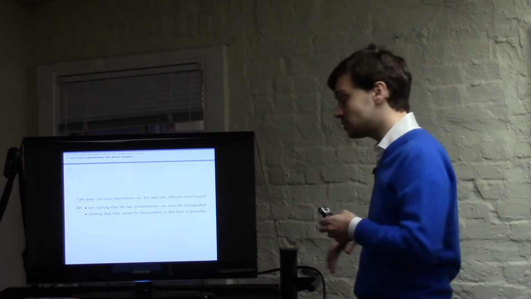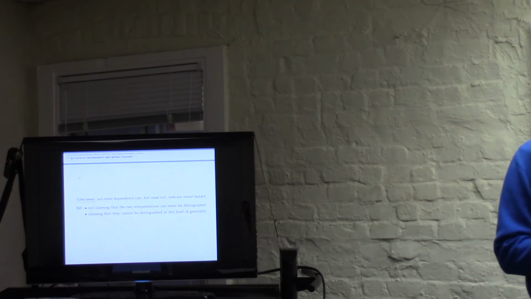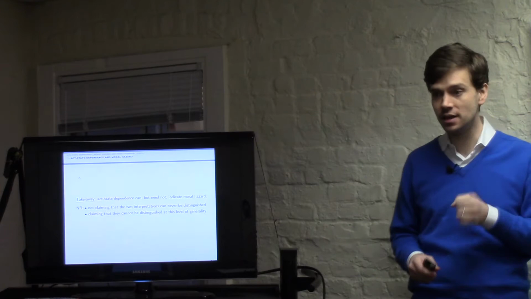Okay, and this is what I want you to remember. Put this in a pen, forget about it a little bit, we'll use it in the end. If you have act-state dependence or act-dependent probabilities in your choice data, this can, but need not, indicate moral hazard. This is all I'll need for the rest of the talk.